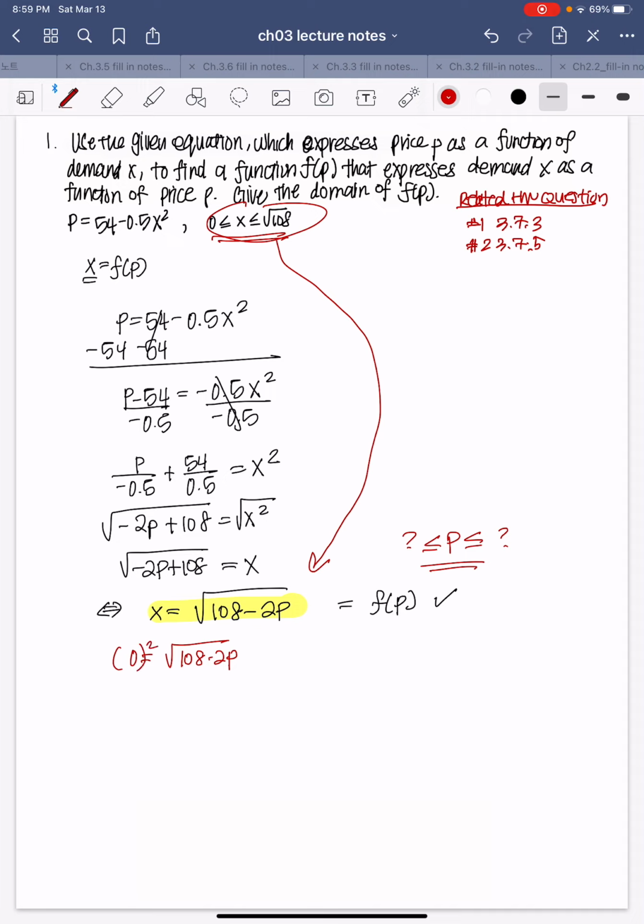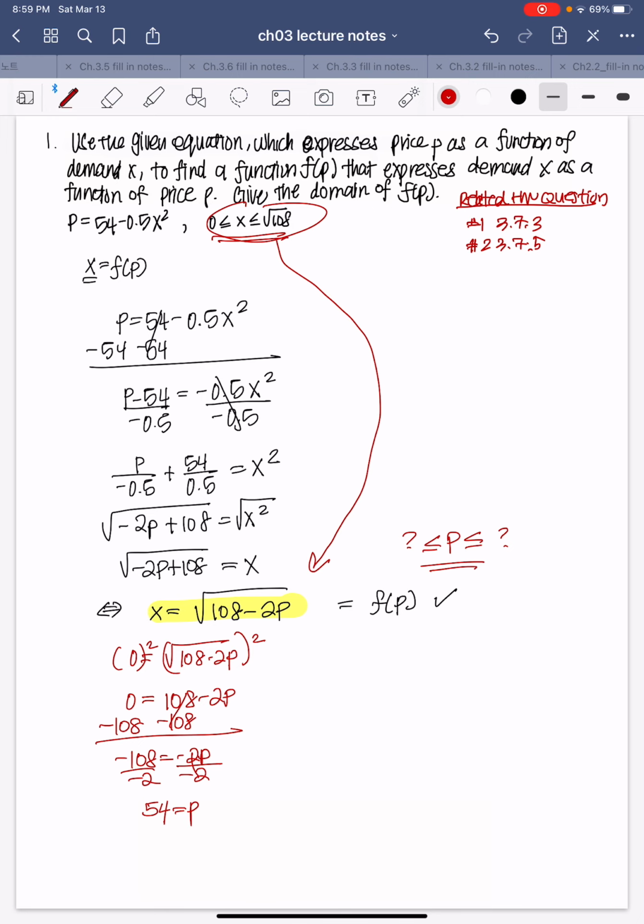So I would square each side to get rid of the square root. So 108 minus 2p, minus 108, minus 108. Negative 108 equals negative 2p, divided by negative 2. p is equal to 54. So that's one of them.